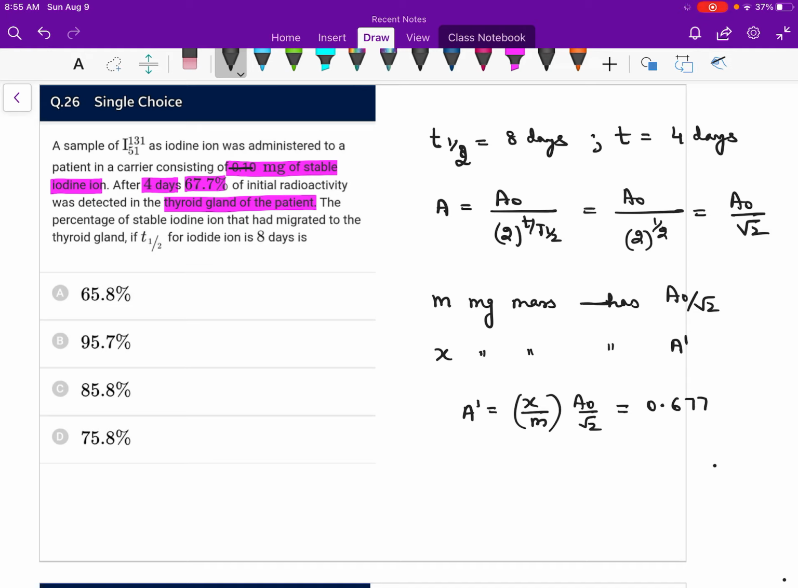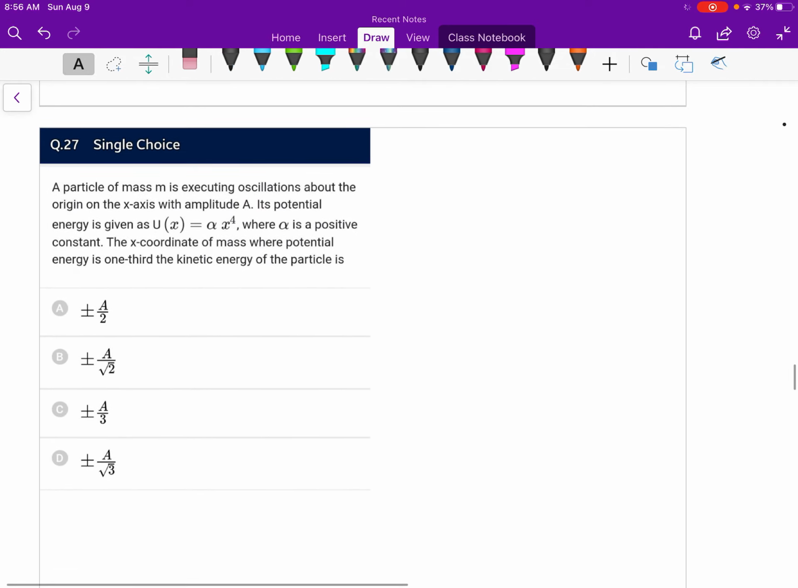So this is 0.677 A naught. So x upon m is 1.414 into 0.677. So this is roughly, 14 sevens are 98, 14 sixes are 84. So this is greater than 0.9. So 0.957 is the closest option. We did not solve completely. So the percentage of stable iodine that has migrated to the thyroid gland is x by m into 100. So that is 95.7%. So B is the correct option.